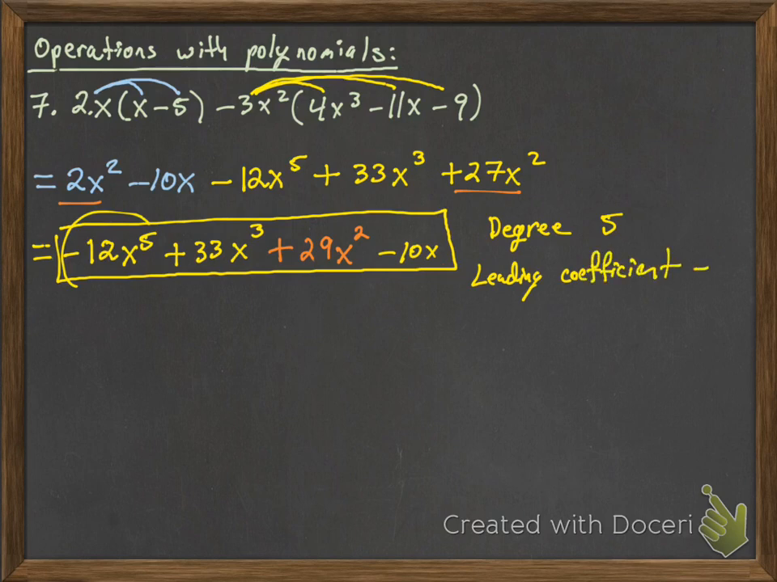And sometimes that's going to be important to us a little bit later on. It will tell us some information about the polynomial. Okay. So we'll look at another one. X plus 5 and then 2x minus 3.